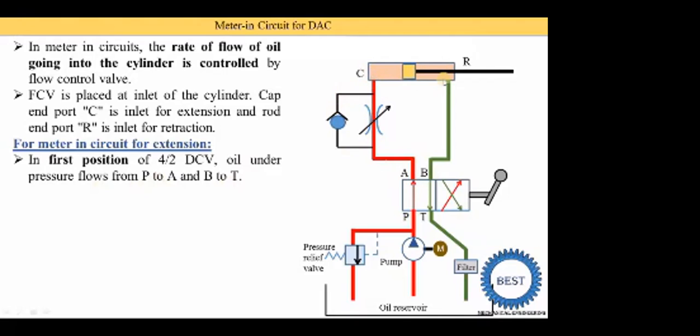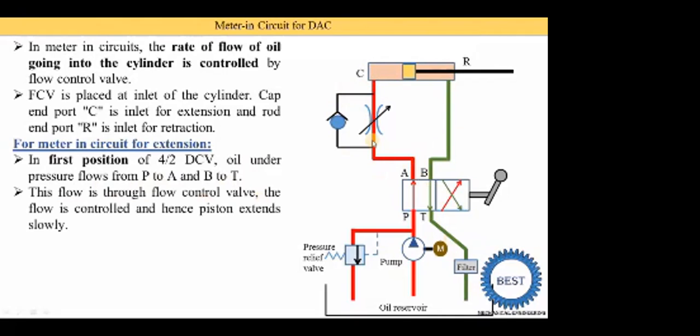At the same time, the oil present on the rod side is supplied back through this green pipe, B port, then T port, and goes to the reservoir. Now this flow is through the flow control valve, meaning oil coming from the A port passes through the flow control valve and the flow is controlled. When the oil passes through the flow control valve, we are able to adjust the flow, either supplying a lesser quantity of oil or a higher quantity. Hence the piston extends slowly, because we are supplying less oil and the piston moves at slow speed. So it is called flow control.